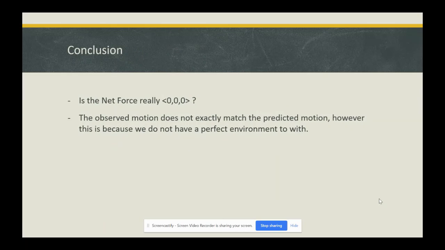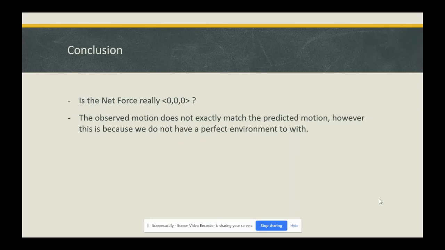In conclusion, is the net force really zero? In the observed example, it probably isn't, because we have to consider factors, as I just mentioned, such as friction, air resistance, and errors in the experiment.